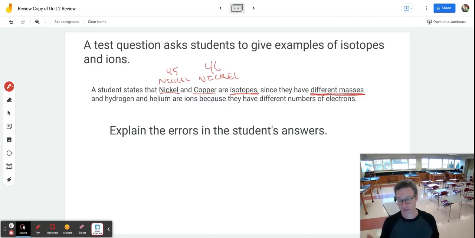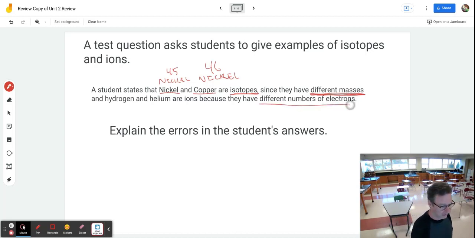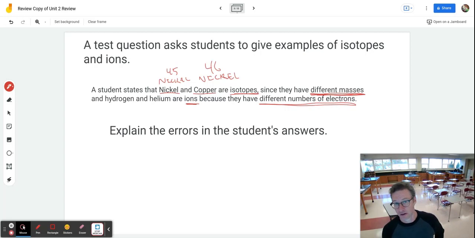But in order for 2 atoms to be isotopes of each other, they have to be the same element to begin with. So the fact that nickel and copper have different masses is because they're different elements, not because they're different isotopes. And they made essentially the same mistake in the second one. Yes, different numbers of electrons is what makes something an ion, but it's not the only thing. The first thing that has to be true is they have to be the same element.